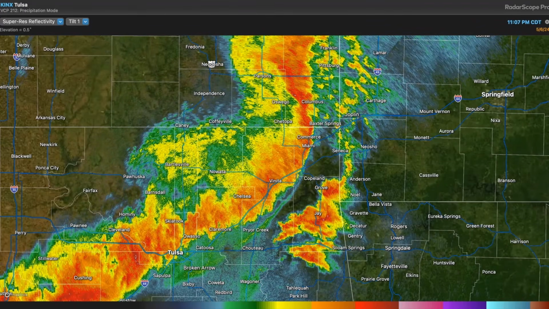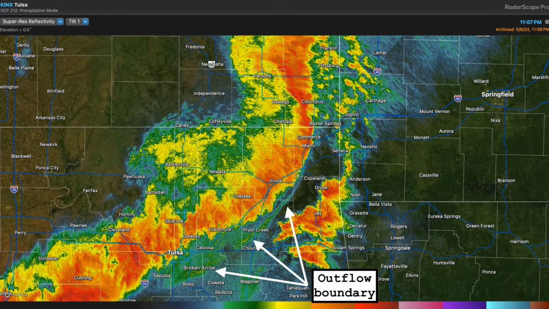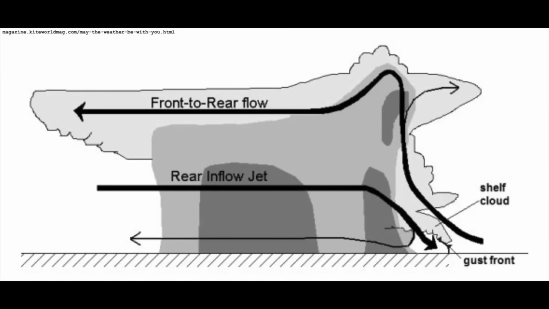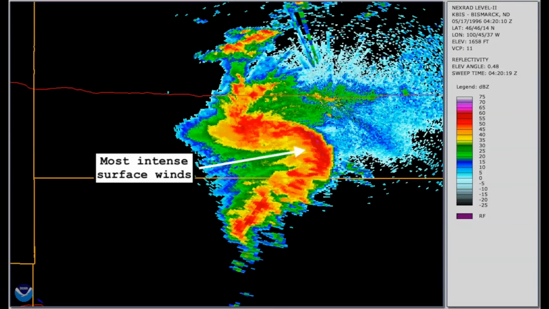An outflow boundary that surges well ahead of a QLCS or bow echo, as in the southern portion of this QLCS here, is not as favorable for significant damaging winds, as it tends to diminish updrafts within the line and decrease the overall intensity of the complex. A common feature of bow echoes is a rear inflow jet, which is a current of fast-moving air that feeds into the backside of a QLCS, originating aloft and often descending down to the surface, causing the complex to bow outward. The most intense surface winds often occur along the rear inflow jet at the apex of the bow.